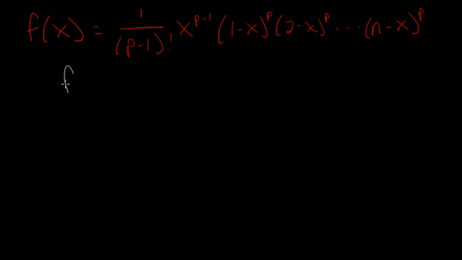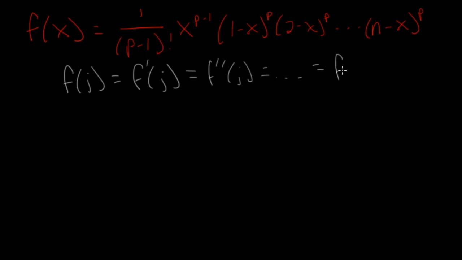So we've shown that for any value of j, f of j equals f prime of j equals f double prime of j equals up to f to the p minus 1 of j, which equals 0. So now we need to figure out what happens after this, because f of x is a function of the rth degree. And so we want to know what happens at the pth derivative, at the p plus 1th derivative, all the way to the rth derivative.